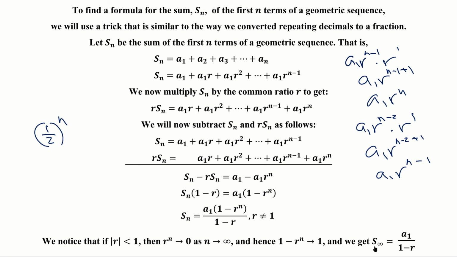So we end up with S infinity, which means the sum of all the infinite terms of such a geometric sequence, the absolute value of whose common ratio is less than 1, becomes just a1 over 1 minus r. So this works out really nicely as long as you have a common ratio whose absolute value is less than 1. Otherwise, we can find finite sums using this formula. So that is how we're going to be calculating these series.